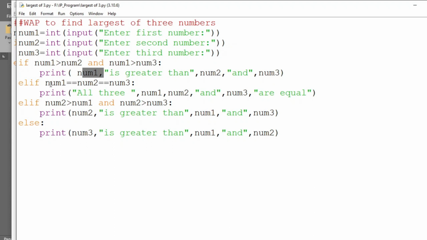Elif, now you are going to check whether all 3 are equal, then you can print that they all are equal. Elif, if num2 is greater than number 1 and again it is greater than number 3, so again you have to write the condition, okay, and between both the conditions the AND operator must be there, so that you can print that number 2 is greater than number 1 and number 3. Otherwise number 3 is going to be greater than number 1 and number 2. So let's run this program.